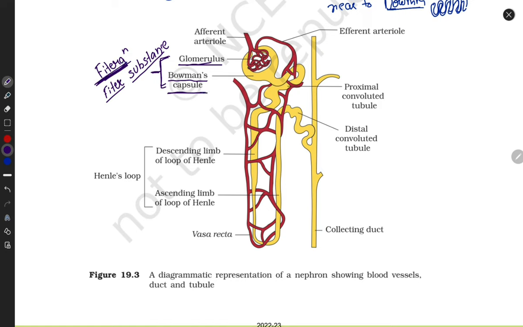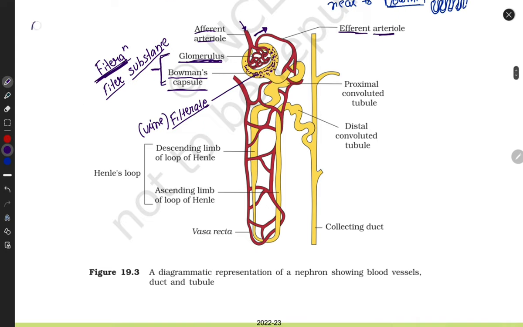After filtration, the glomerulus passes the filtrate towards the Bowman's capsule. We call this a filtrate, not urine. This is not urine. The Bowman's capsule takes the toxic, unnecessary substances, and the glomerulus passes pure blood with the help of the efferent arteriole. The efferent arteriole takes the blood with toxicity and other unnecessary molecules, and this arteriole takes away pure blood. So the glomerulus filtered some toxic substances and passes them towards the Bowman's capsule.